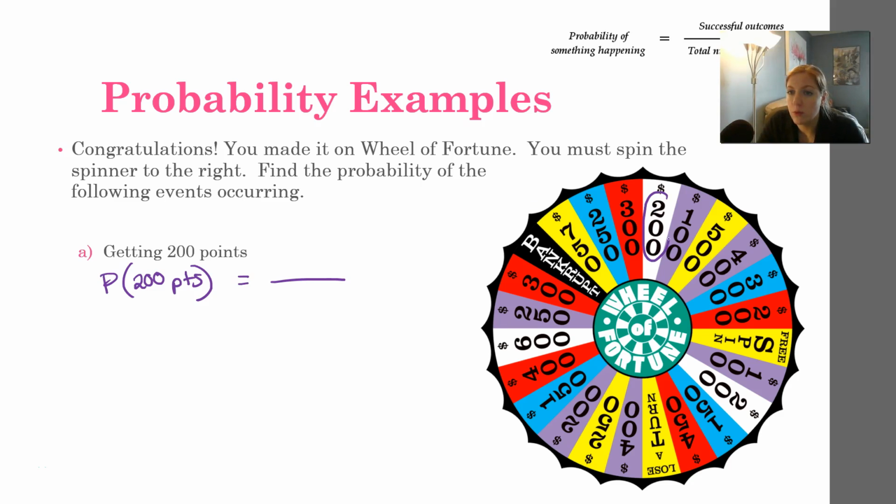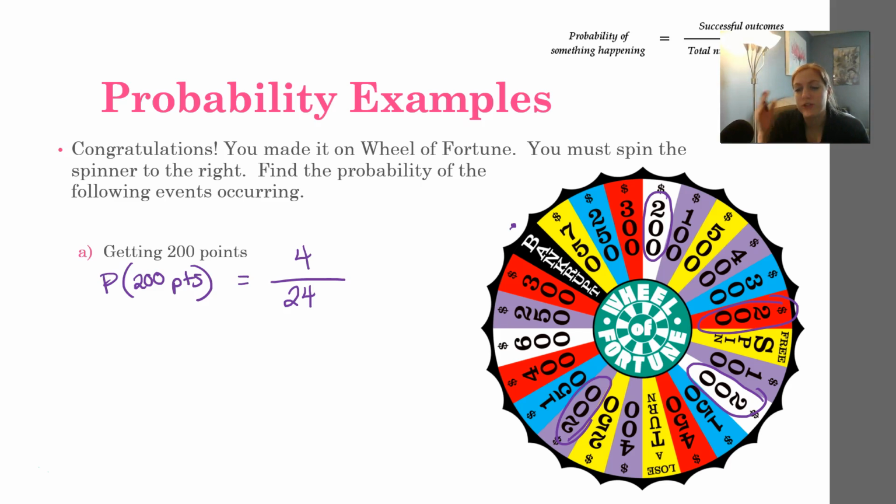It looks like we have 1, 2, 3. Try to read these upside down. 4. I think that's all of them. So 4 different ways to get 200 points exactly. And then out of how many total possible spins? So I'm going to start at Bankrupt here. 1, 2, 3, 4, 5, 6, 7, 8, 9, 10, 11, 12, 13, 14, 15, 16, 17, 18, 19, 20, 24. So out of 24 possibilities.